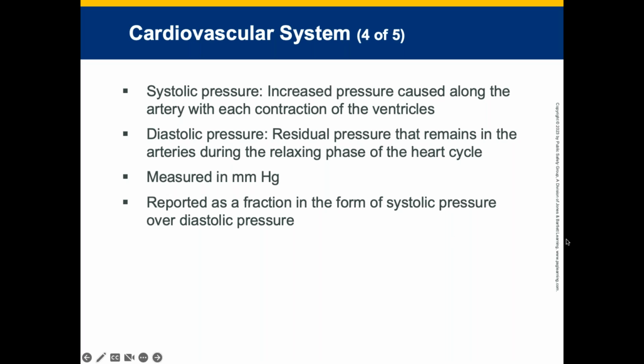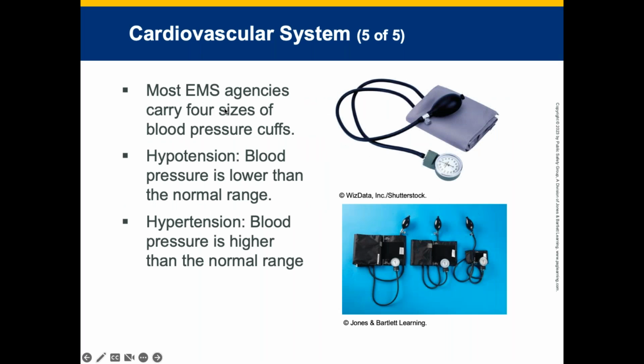Avoid taking a blood pressure on the arm if the patient has an IV site, a central line catheter port, a dialysis fistula or shunt, had a mastectomy on that side, or injury to the arm. Most EMS agencies carry at least 4 sizes of blood pressure cuffs, from obese down to infants. If the cuff is too small, it may result in a falsely high reading. If the cuff is too large, it may result in a falsely low reading.